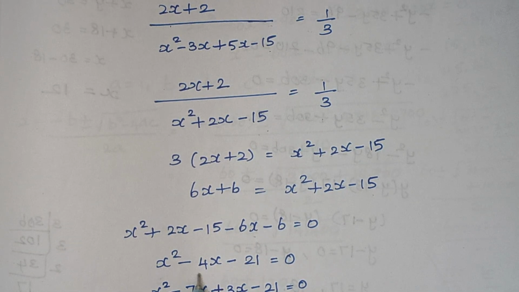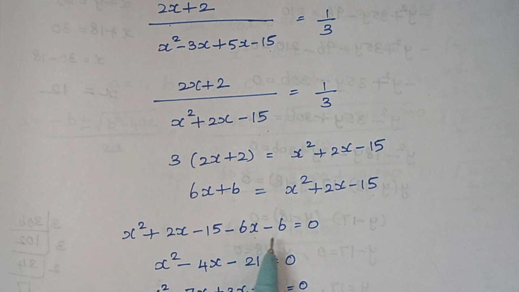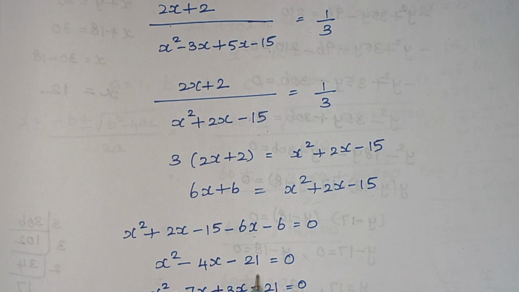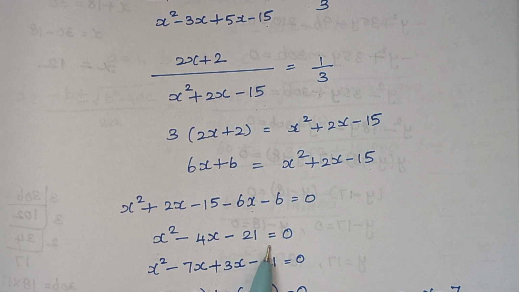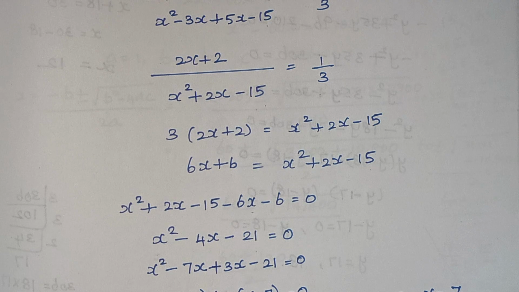So here it is minus 4x, and minus 15 minus 6 gives you minus 21. So again we are going to solve this quadratic equation. Here we are using our normal method, or you can use the quadratic formula also. Either way it is correct.